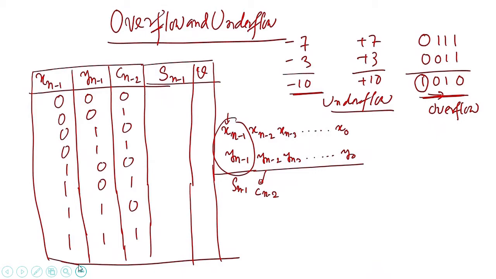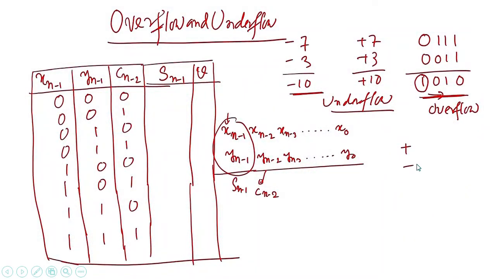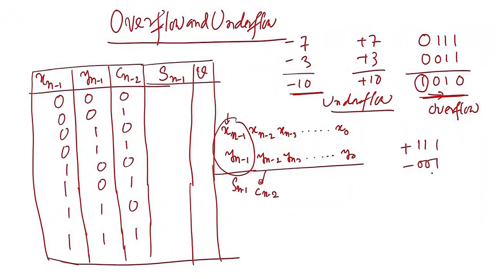As I said, if you are adding two numbers, one plus and one minus, there is no chance for overflow. Let us say the highest number you can represent in 3 bits is 1 1 1. Now, if you have a number and add it to a negative number, with the lowest negative number, let us say 0 0 1, this will be plus 6. So there is no chance for overflow, because this number is already represented in this format.